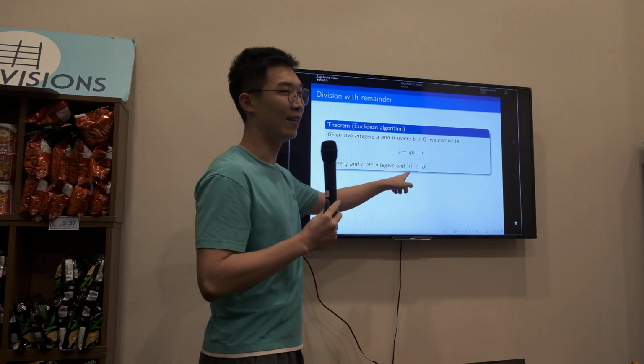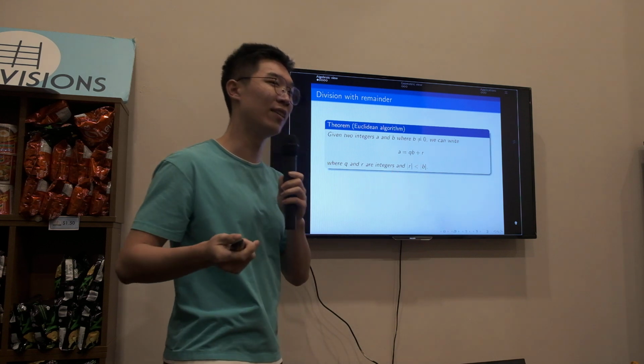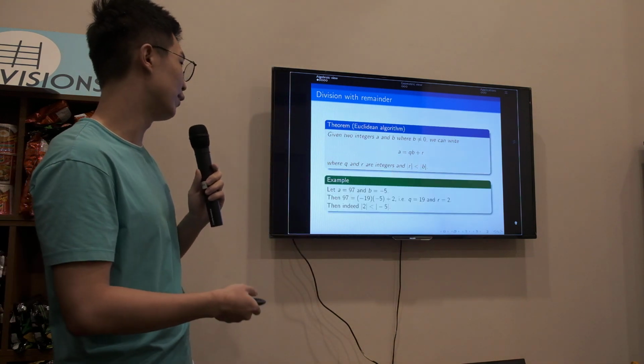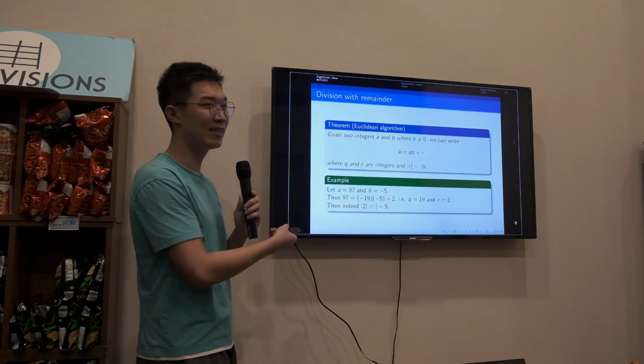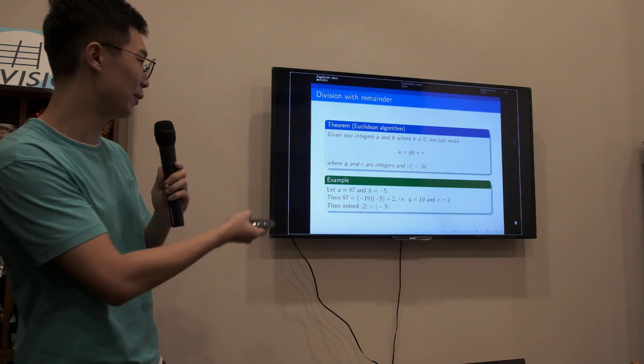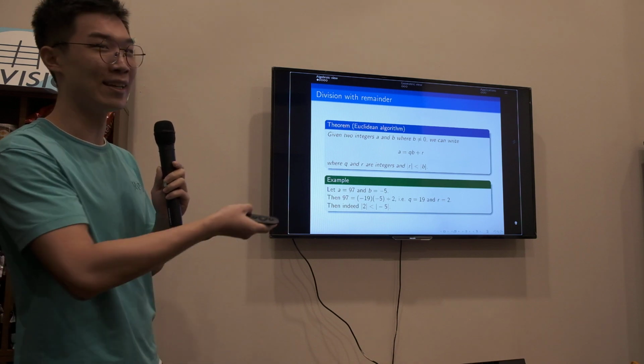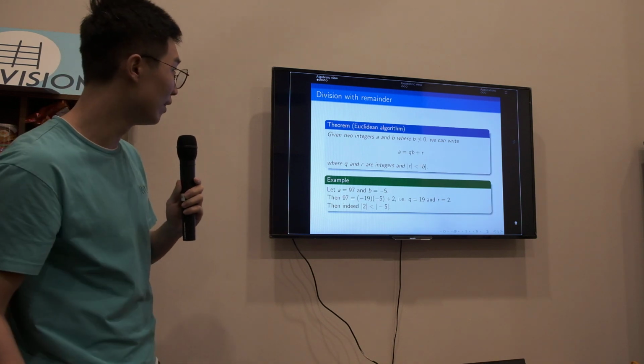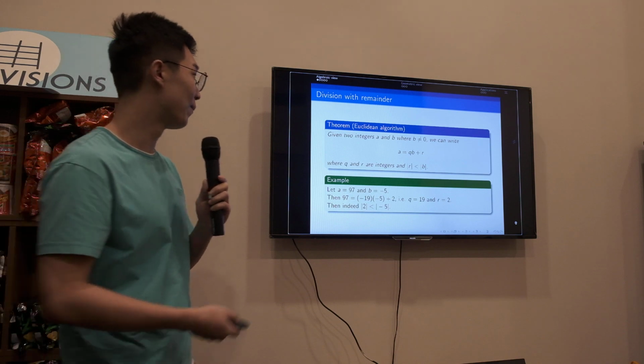And the absolute value sign here is here because we are considering negative numbers as well. To give you an example, if I divide 97 by negative 5, I'll get that the quotient is negative 15 and the remainder is 2. And 2 is less than the absolute value of negative 5. So this is the division with remainder.